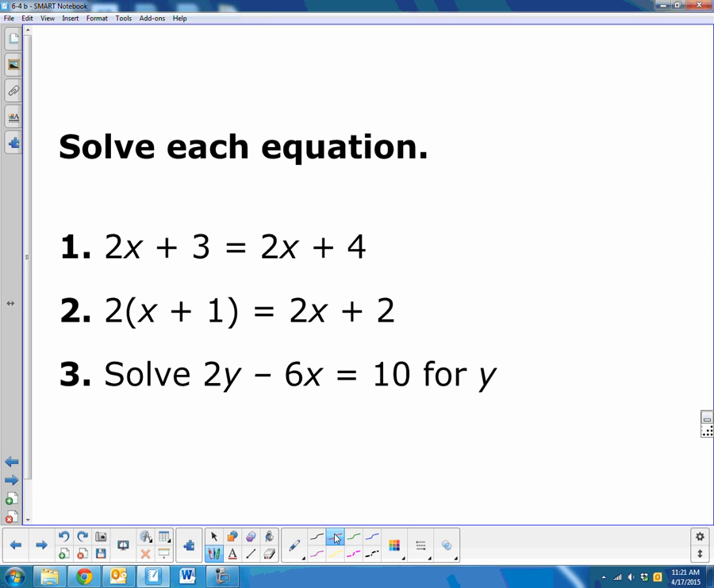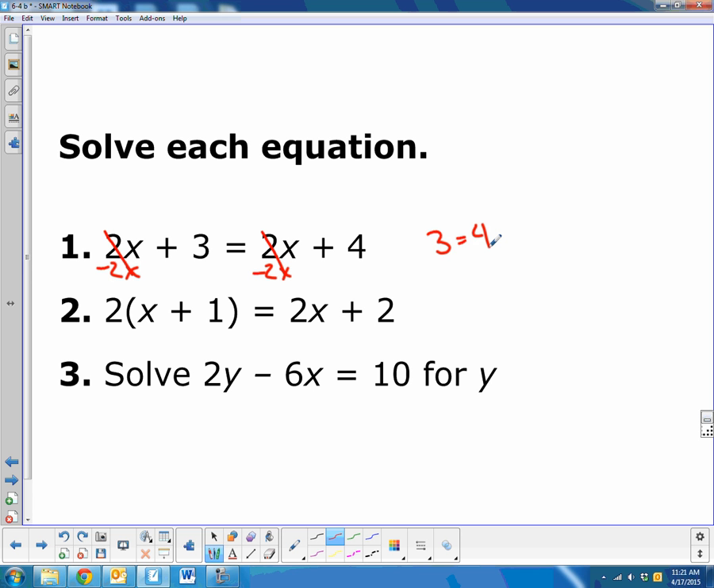If you work through number 1, we want to get all our x's together onto one side. So I subtract 2x from both sides. What I'm left with then, 2x's minus 2x's, 0. So I get that 3 equals 4, which is strange because 3 does not equal 4. So how can that be?